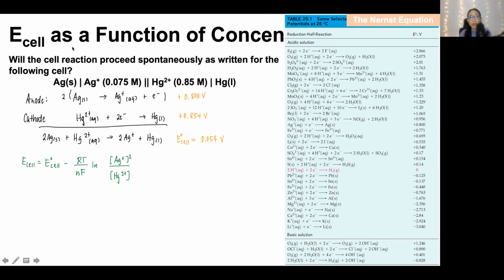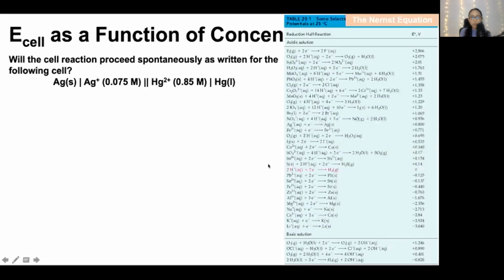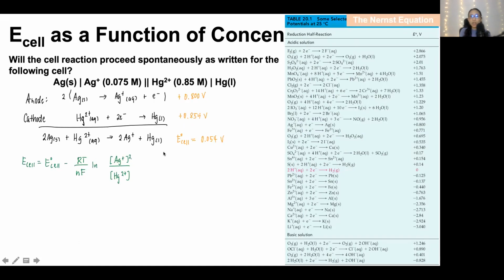So you see here, class, the significance of writing the balanced redox reaction, because you need to be able to write your reaction quotient correctly. If you did not balance it and just went straight ahead, that would be wrong, because silver ions should have an exponent of 2. Okay? So, let's plug in our values.